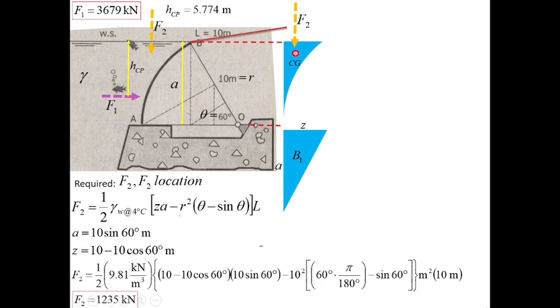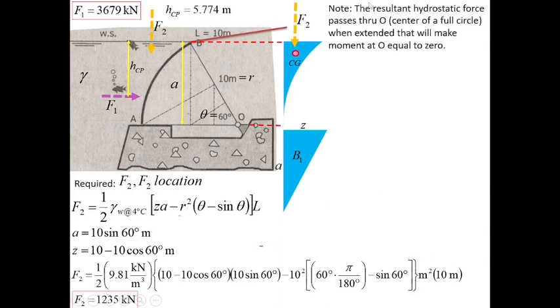Tapos meron pa pala, length. Length na 10 meters. So, alam na natin yung length na 10 meters, times L. Yan ang sagot ng F2. Note, the resultant hydrostatic force passes through point O. Ito yung point O, ito yung center of a full circle. When extended, that will make moment at O equal to 0.